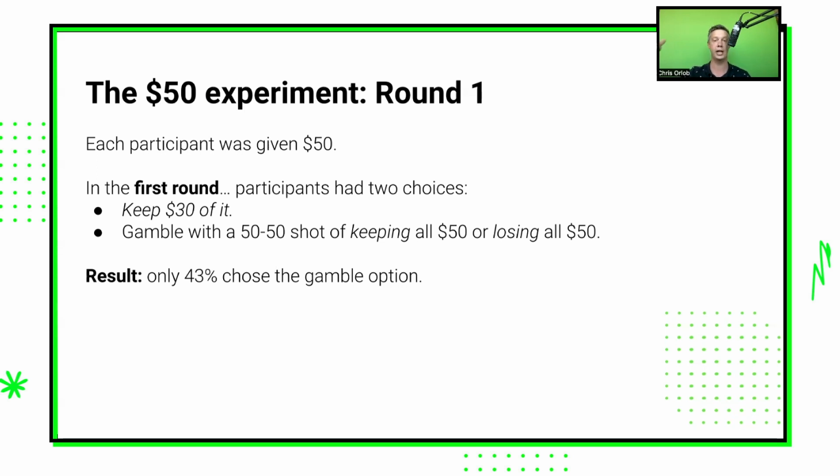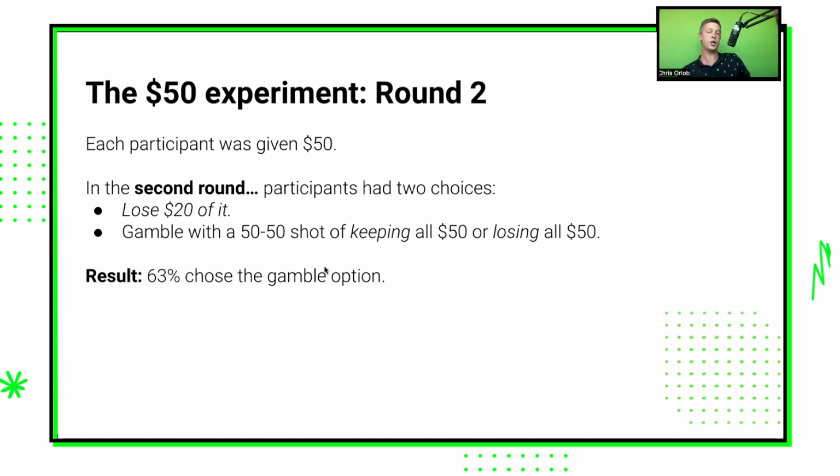So which one do you choose? Do you get to keep 30 of the 50 guaranteed, or do you want to go all or nothing? Which one do you choose? Now, the result is those in that round, only 43% of them took the gamble option. Only 43% of them took the risky option, the second option there. Most of the people chose to keep the 30 of the $50. Now let's go over to round 2. So this one was a similar group of people, same number of people, similar demographics. Each participant, again, was given $50, same as last.